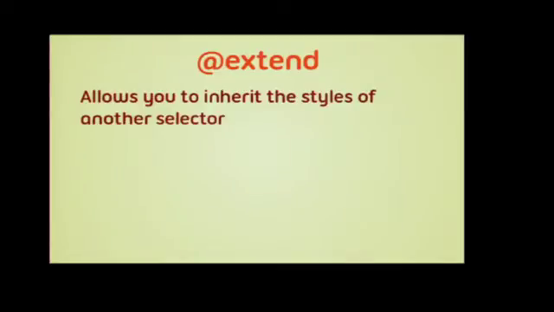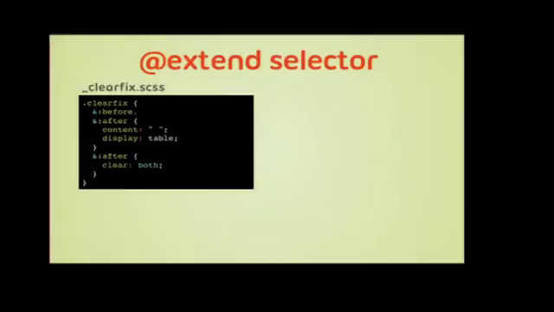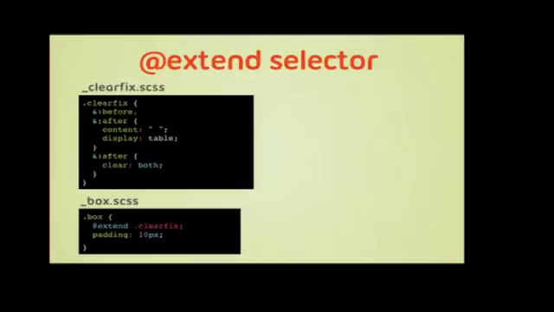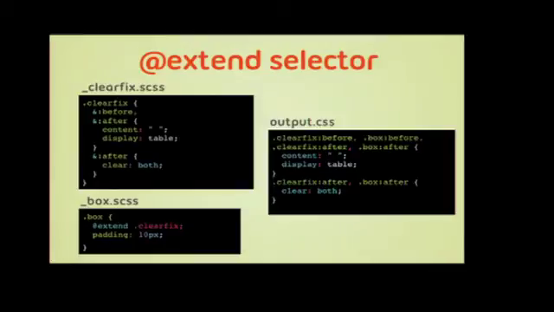So we look at two ways that you can do this. The first way is that you can extend the selector. We can have a class that does the micro clearfix, like so. And then we can have a box that extends the clearfix class. In the output, you see that we have the micro clearfix, and the box also has the micro clearfix as well. So when the developers use that, the micro clearfix is already there for them.